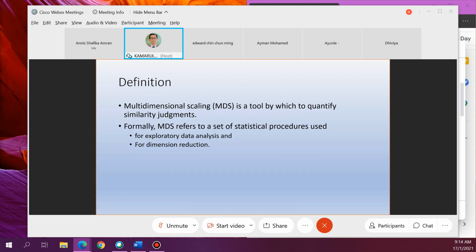So, person A may split the 20 things into different groups. The other will do the same thing. So basically it is a tool that enables the participants or the subjects to quantify similarity judgments. It is also known as a set of statistical procedures that you can use to perform exploratory data analysis and to reduce the dimensions of your data.